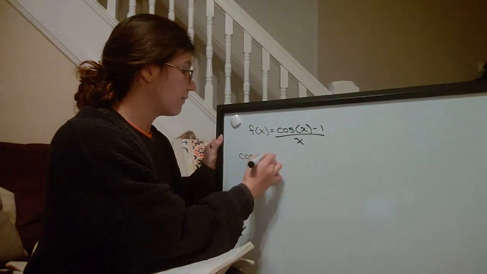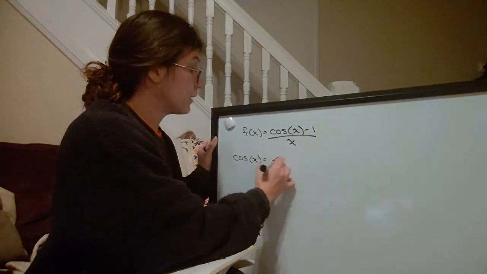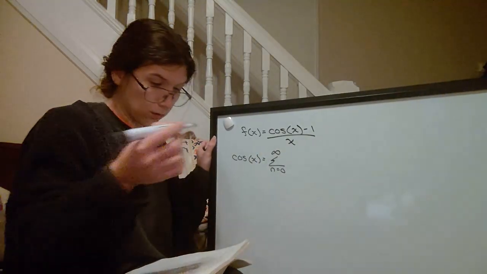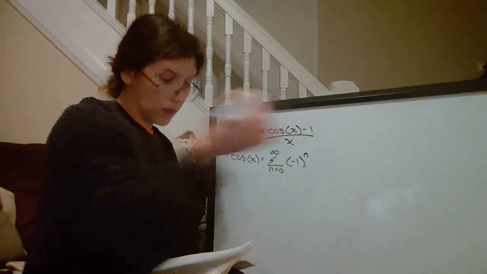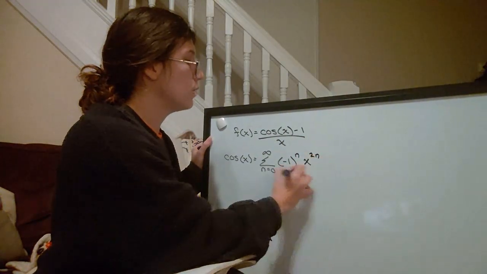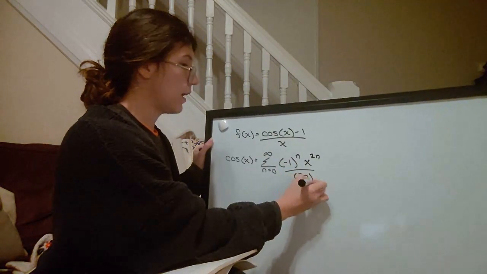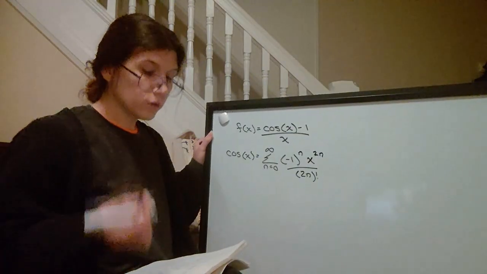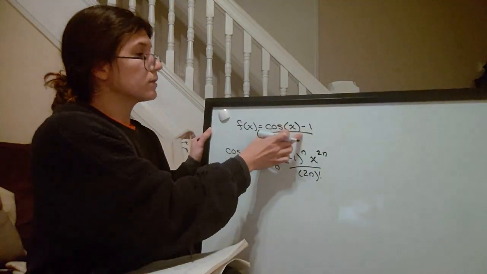Here, if we just have cosine of x, your textbook says specifically that this equals the sum as n equals 0 to infinity of -1 to the n, so this is an alternating series, x to the 2n divided by 2n factorial.